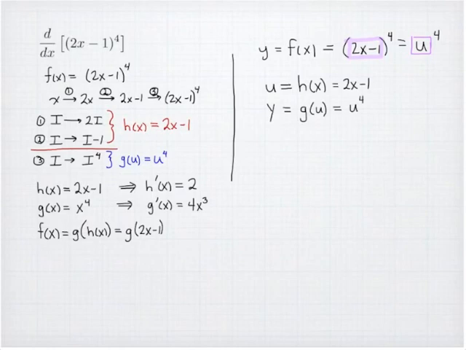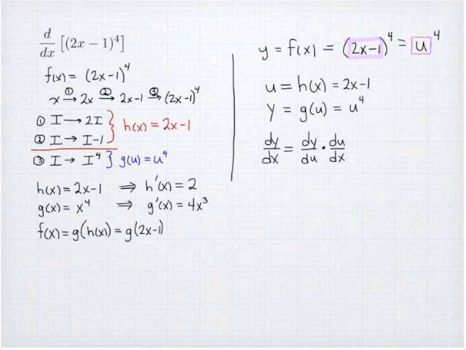And so the chain rule says the derivative of y with respect to the original variable x, dy dx, is dy du, in other words, the derivative with respect to the intermediate chain variable, times the derivative of the chain variable with respect to x.